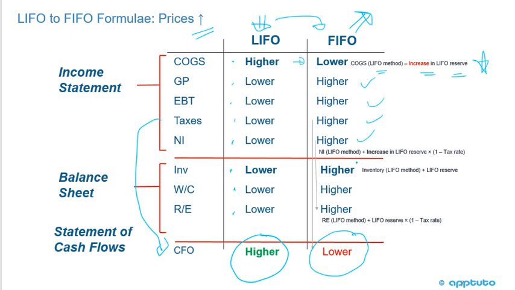Again, to convert, you're going to take the net income from the LIFO method. We're going to add the increase in the LIFO reserve times 1 minus the tax rate, okay? We have to make some adjustments. Now, on the balance sheet, your inventory is higher using FIFO. It's the LIFO method plus the LIFO reserve, okay, to do the conversion. But again, we're going to see that in more detail in a later LOS. Because I have higher inventory, I'm going to have higher working capital, higher retained earnings. And again, there's an adjustment that you can make. It's the LIFO method plus the LIFO reserve times one minus the tax rate. So again, that's the LIFO to FIFO conversion when inventory prices are rising.